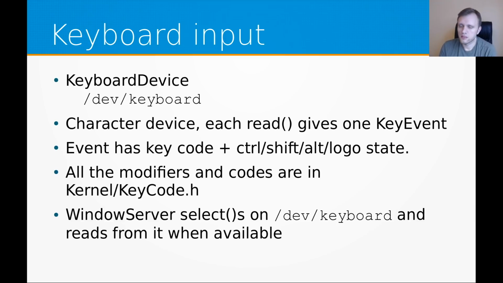That would be the keyboard. So we have a keyboard device, which you can talk to on /dev/keyboard, and it's a character device, and you can read from it. That's the only thing you can do, really. And every time you read, you get one key event, which is a struct that's defined in the kernel. And every such event has the key code, and it has the Control, Shift, Alt, and logo button pressed or depressed states. And all of the modifiers and codes, you can find them in the kernel's KeyCode.h. And what the Windows server does is that it just selects on /dev/keyboard, and then whenever there's something to read from there, we know that we have a key press or a key release.